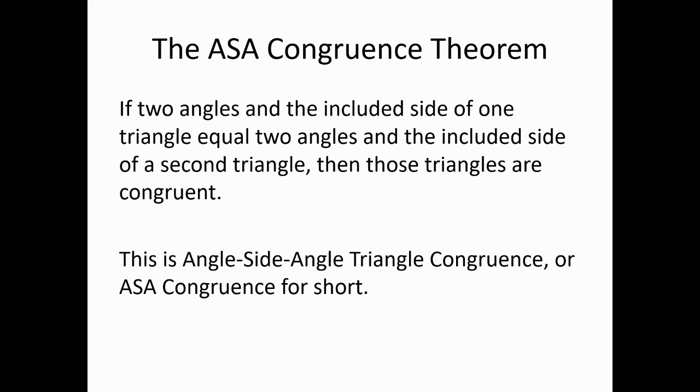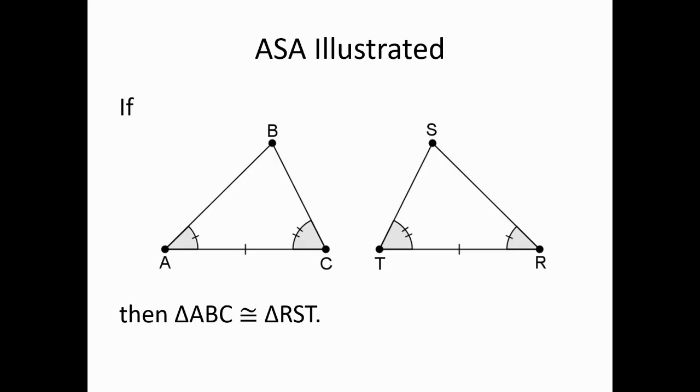So here we go. It says this: if two angles and the included side of one triangle equal two angles and the included side of a second triangle, then those triangles are congruent. So let's take a look at a picture of this just to make sure that we understand. Of course, pictorially, it's much easier to understand than when it's written out.